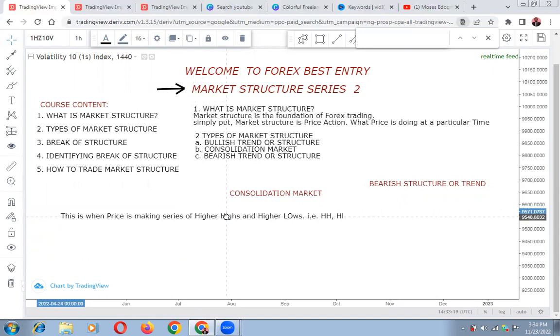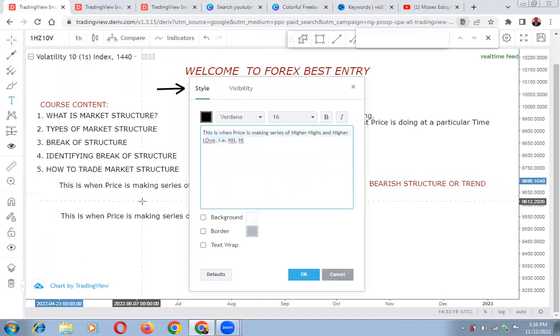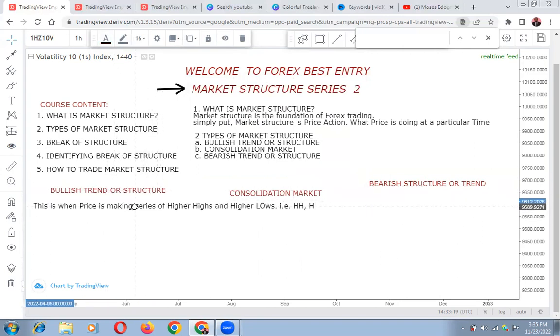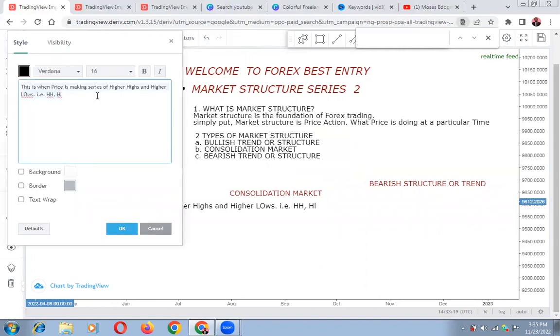Did I miss anything? Oh, Jesus. Okay, I missed that. Let me write this again. Bullish. Sorry for that, I missed it. Okay, we're good to go now. So it's back. This is bullish structure: a series of higher highs and higher lows.